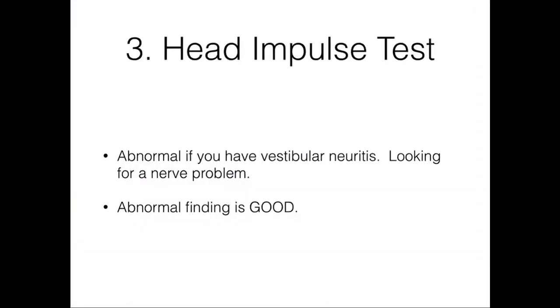The head impulse test will be abnormal if you have vestibular neuritis. The head impulse test is looking to see if you have a nerve problem. And if you have a nerve problem, you probably don't have a brain problem. So it's a little counterintuitive in that an abnormal finding is a good finding.